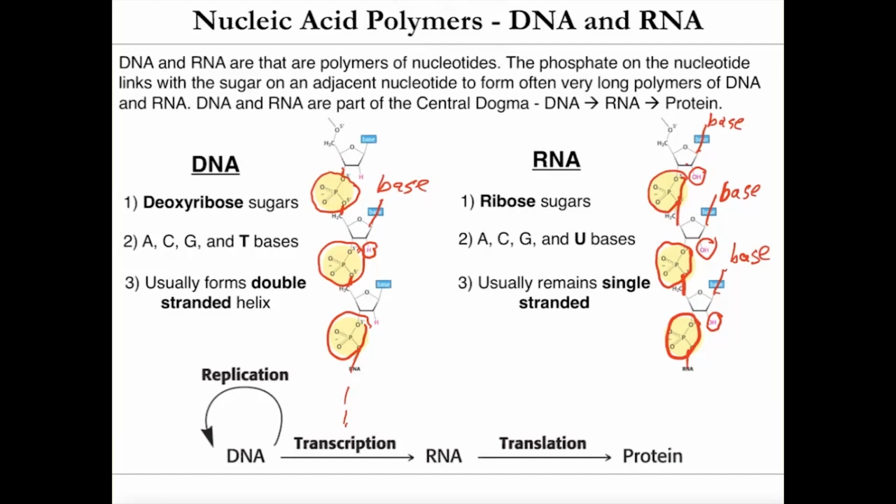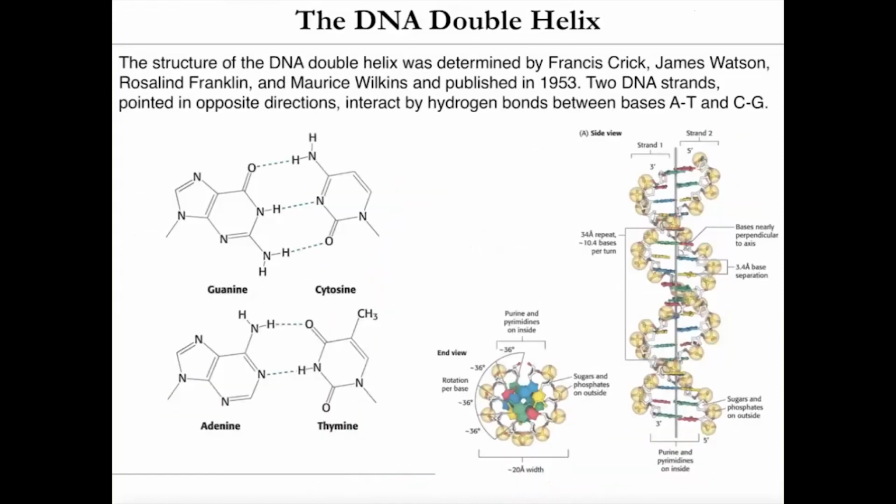Now, nucleic acid polymers are so important because they store and convey genetic information. So DNA and RNA are part of the central dogma, where DNA is transcribed into RNA, which is translated into protein. This is basically taking information from DNA and turning it into a specific protein amino acid sequence, with RNA as the middleman. So this is the central dogma, and this is why the nucleic acid polymers, DNA and RNA, are so very important. DNA, of course, forms what's called a double helix.